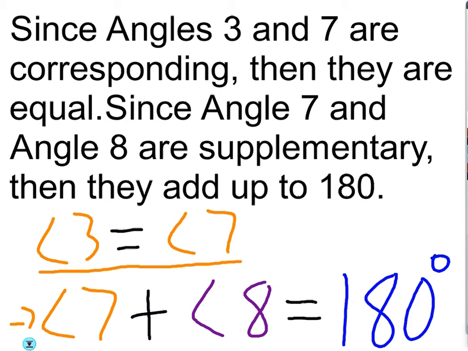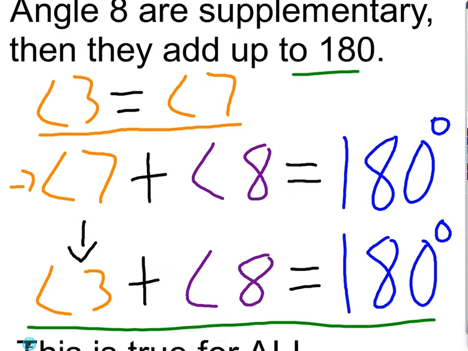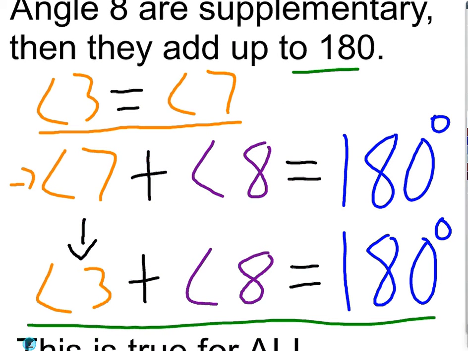I'll read that. Since angles 3 and 7 are corresponding and they are equal, since 7 and 8 are supplementary and they add up to 180, again, you don't have to write all those words down, just an explanation of this simple little proof. The 3-step proof: 3 and 7 are equal, 7 and 8 add up to 180, so 3 and 8 must add up to 180. So what this means, guys, is that all consecutive interior angles, as long as those two lines are parallel, will add up to 180, okay?